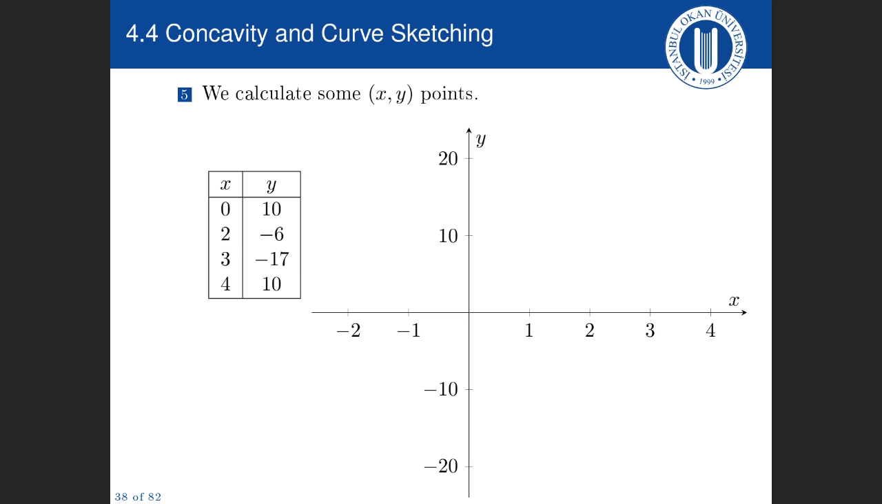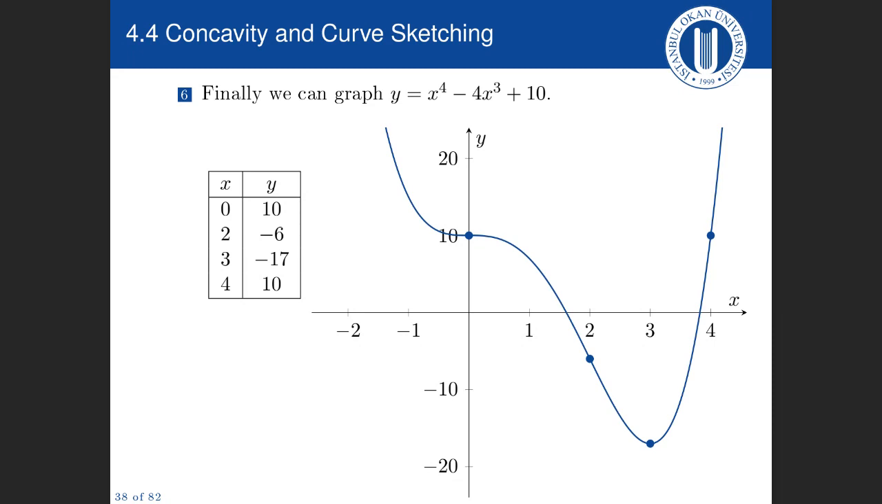Now, to answer question 5, we can calculate some x, y points. Put x is 0, 2, 3, 4 into the formula, and we can calculate the value of y, and then we can plot these on the axes. We know the shape of the function. We know that the graph looks something like this, and it must pass through these 4 points. With that information, we can sketch the graph of y equals x to the power 4 minus 4x cubed plus 10.